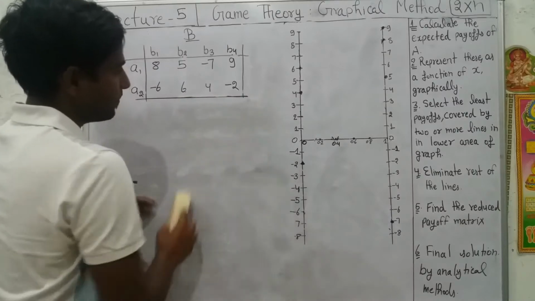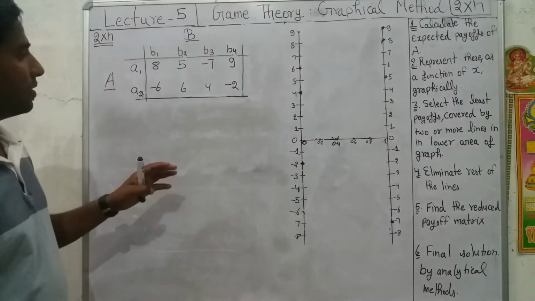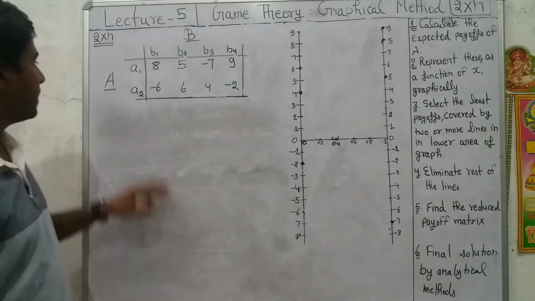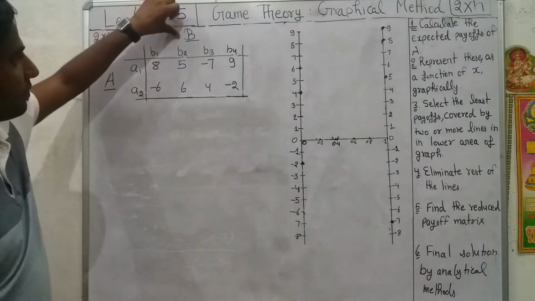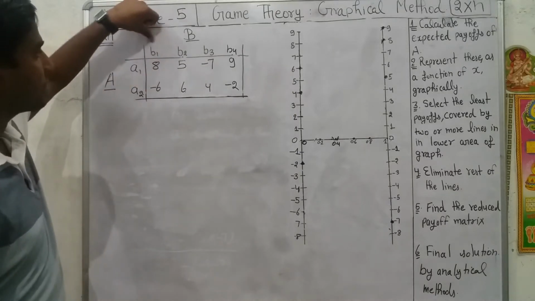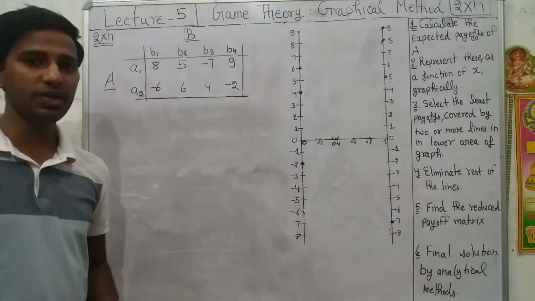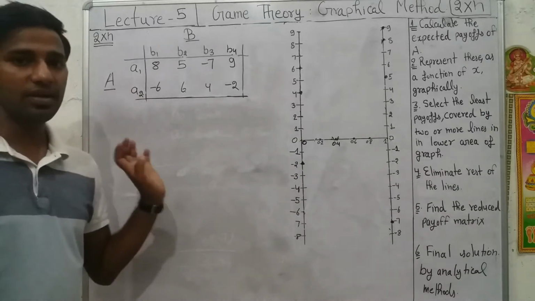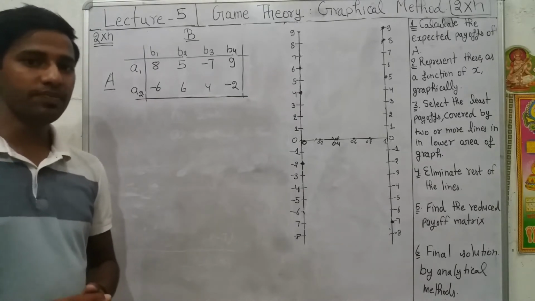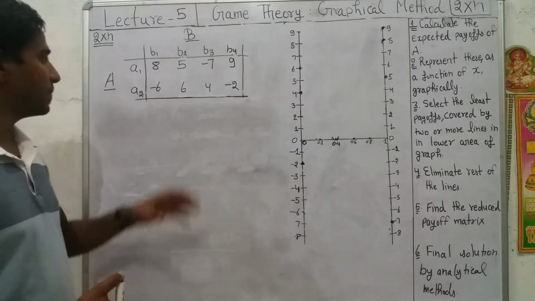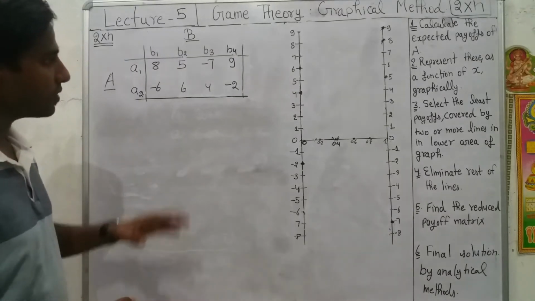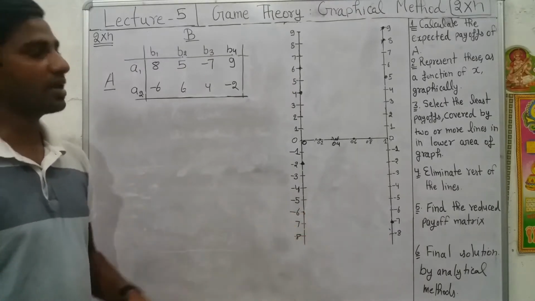For this particular video we are going to use an illustration of 2 by n order in which player A has only two strategies and player B has more than two strategies. In this illustration there are four strategies B1, B2, B3, B4 with company B and two strategies with player A or company A. It is a two-person zero-sum game in which the gain of one player is exactly equal to the loss of the other player. So let's start the process of applying the graphical method.